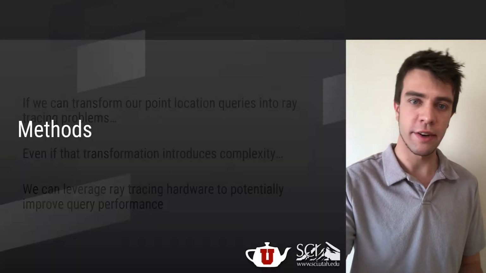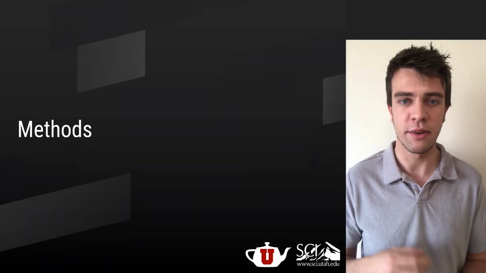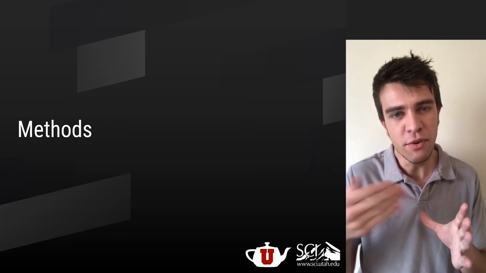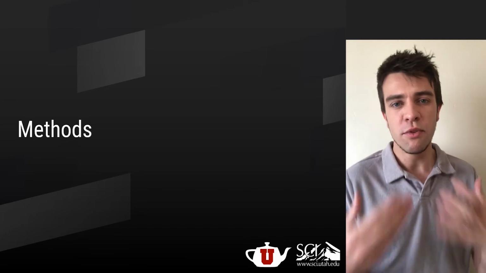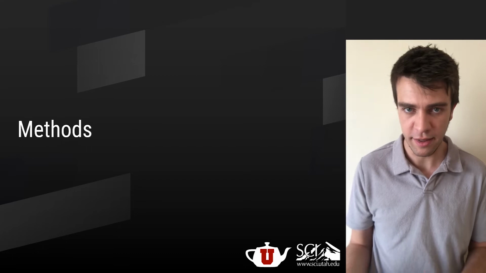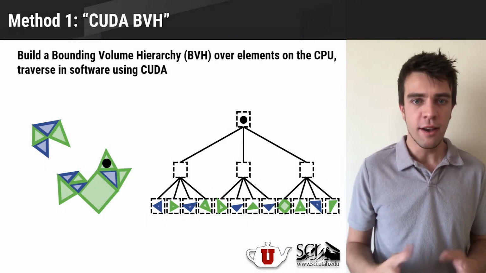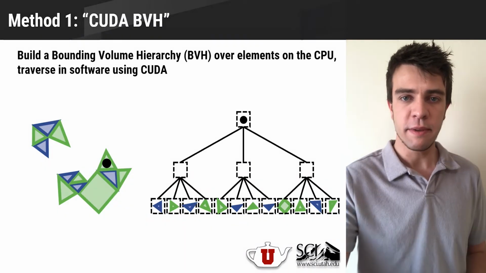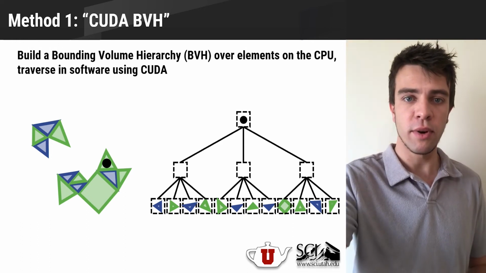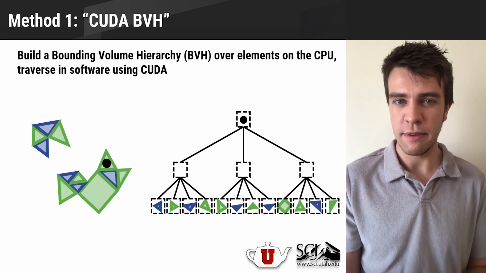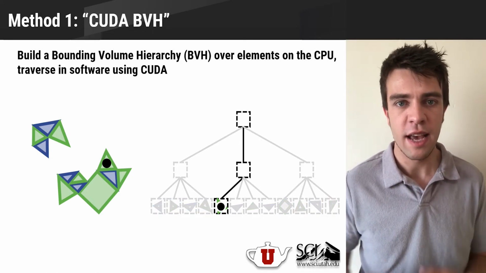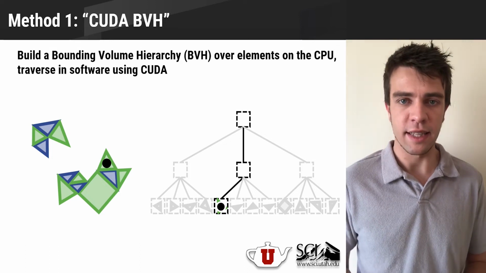So to evaluate this theory, we implemented 5 different methods, starting with a pure software reference. Each subsequent method we will improve on the previous and move more work to these ray tracing cores. For a reference method, we build the bounding volume hierarchy over our elements on the CPU. This BVH is then uploaded to the GPU for accessing in CUDA. To perform our point location test, we traverse down the BVH as described before, rejecting subtrees that don't contain the 3D position and performing point and element tests at the leaves.